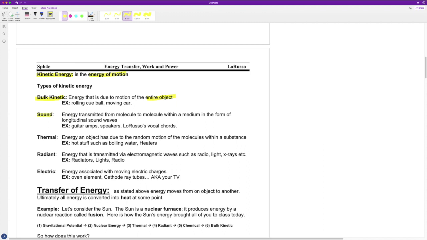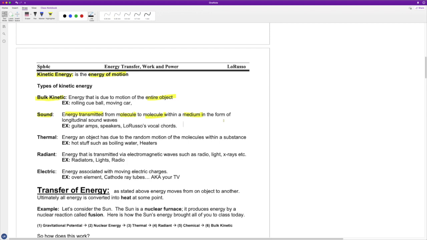Sound. Sound is energy transmitted from molecule to molecule within a medium. What do I mean by a medium? Things where the waves can actually travel through. So for example, we live on the surface of a planet that has an atmosphere that is made mostly of nitrogen and oxygen and other molecules, such as carbon dioxide, as well as other molecules as well.